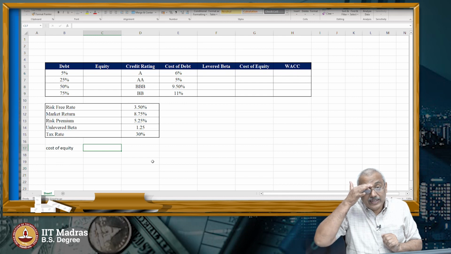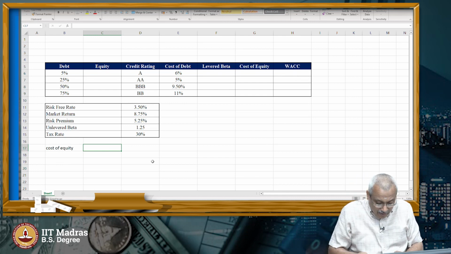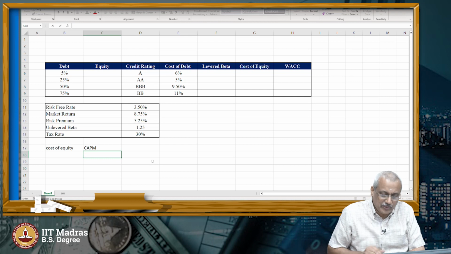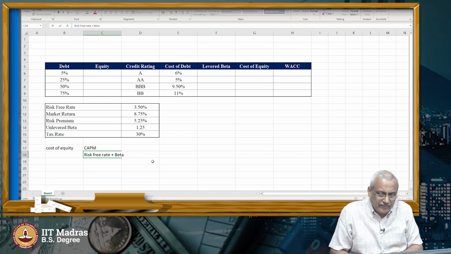Currently what is the cost of equity? We use the same model, CAPM, the capital asset pricing model, in this particular case. I am going to write out the formula out here. That is equal to the risk-free rate plus beta of the investment multiplied by the market premium.